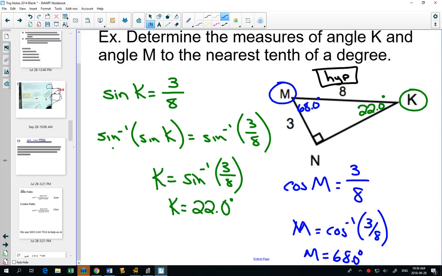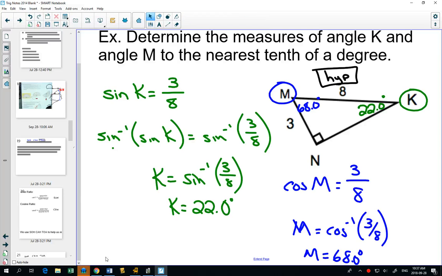Now that's probably even quicker, but really the cos and the sine stuff isn't very time consuming at all. It's just a matter of, do I know my definition? And if I'm solving for the angle, I have to get rid of the cos. The way I get rid of the cos is to do cos inverse of both sides. And then my calculator does the rest.